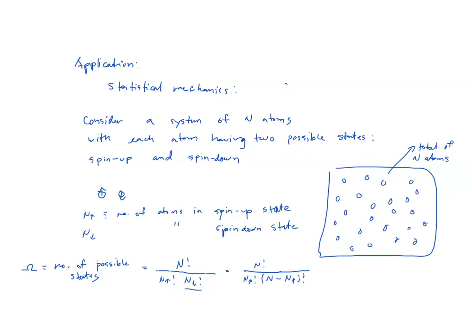Yung n factorial pa lang, for example, ang dami na nun, di ba? So, halimbawa, kung naalala nyo, 1 mole of a substance is equal to 6.02 times 10 to the 24 particles. Now, 1 mole of substance lang yan.